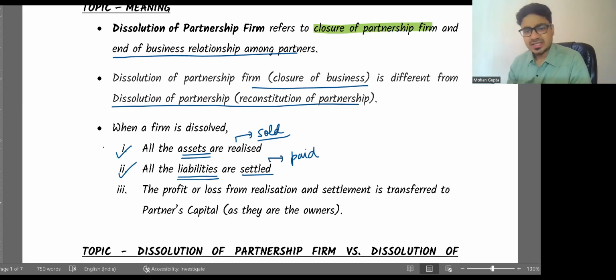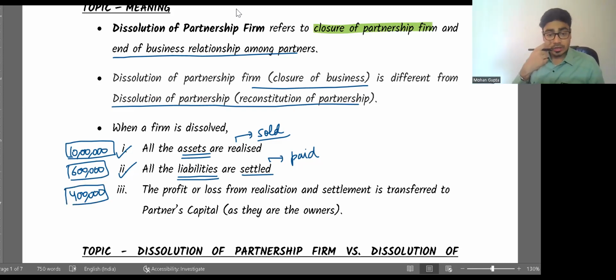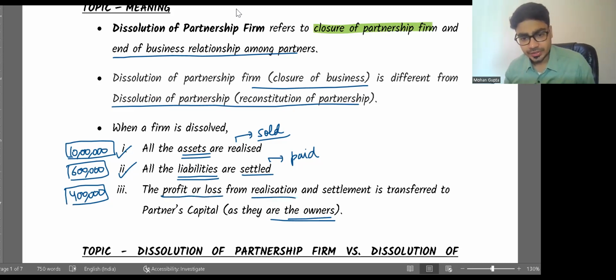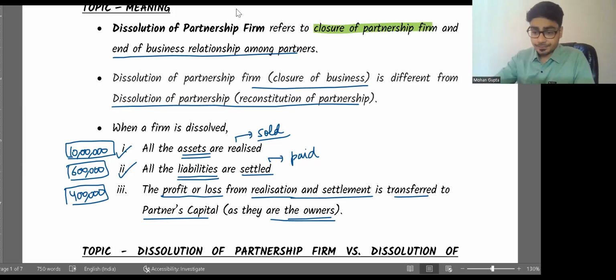For example, they sell their assets and their assets are sold for rupees 10 lakh. They pay their liabilities, which are 6 lakh rupees. The balance that remains with them is 4 lakh. This is the profit from closing the business, and this profit will be distributed among them in their profit sharing ratio, because they are the owners, right? So we have to make partners capital accounts. Do we make a partner's capital account in this chapter? Yes, absolutely.